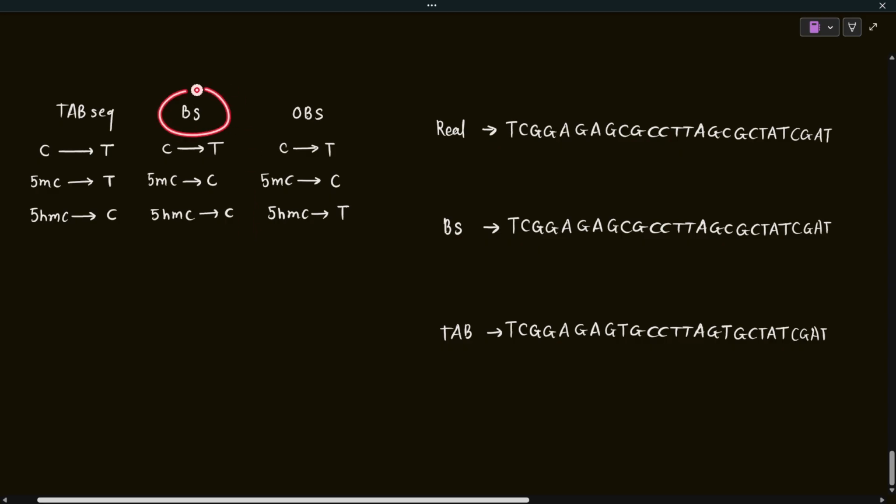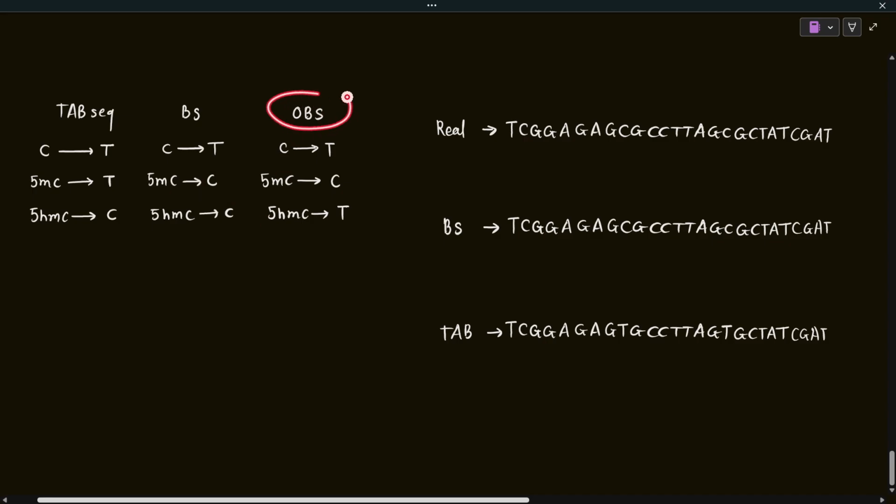In bisulfite sequencing, the sodium bisulfite deaminates the cytosine, converts it into uracil, and that is read as thymine in the sequencing methods. So cytosine is converted to thymine in bisulfite sequencing, while 5-methyl cytosine and 5-hydroxymethyl cytosine stay as they are, and that is why they are read as cytosine in the sequencing method.